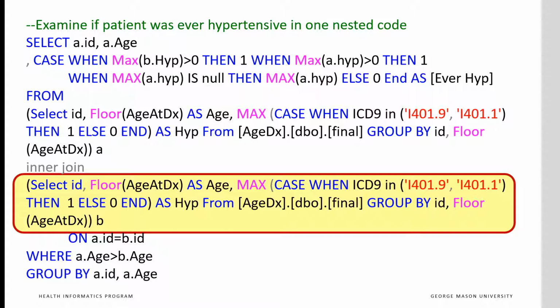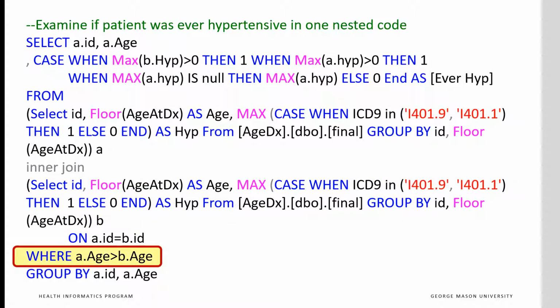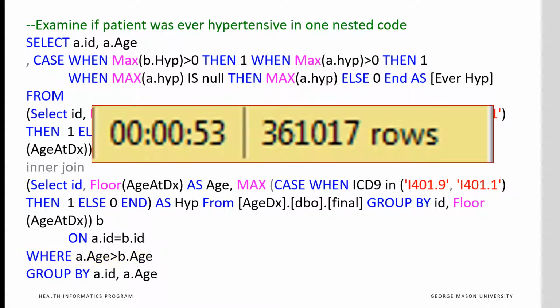The computer will execute the code within parentheses first. This will make the fields age and height available for the outer code to use. The outer code uses the data from alias A to indicate current year, and the data from alias B to indicate all prior years. So now it can calculate both the history and current year diagnosis of hypertension, and as before, it can calculate if the patient was ever hypertensive at any particular age. The same results are obtained.